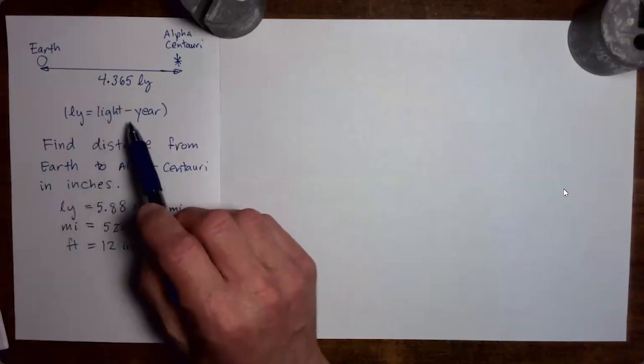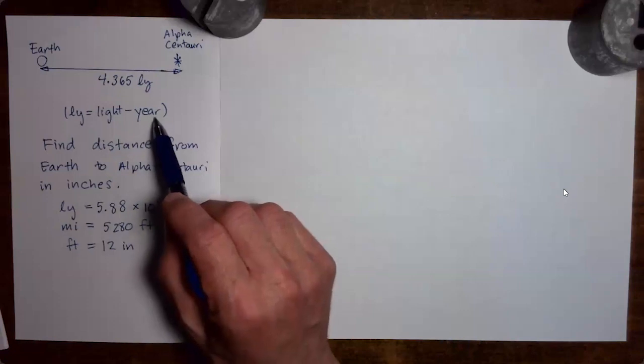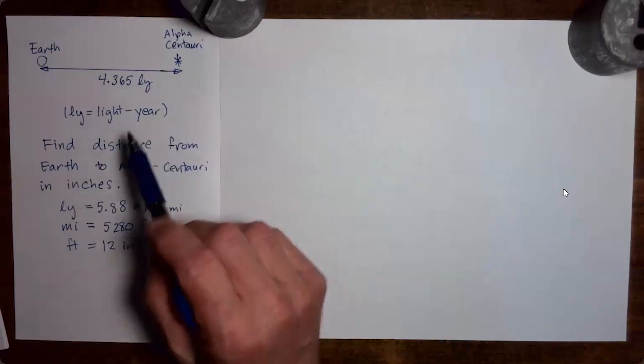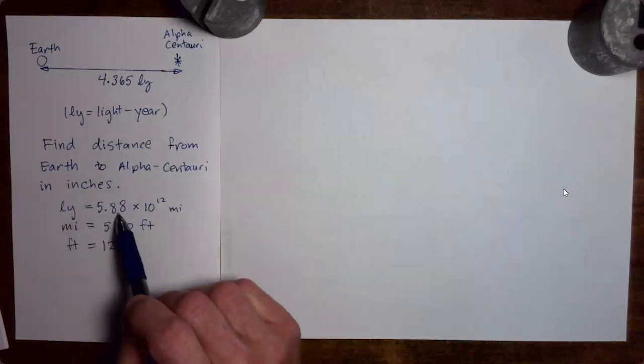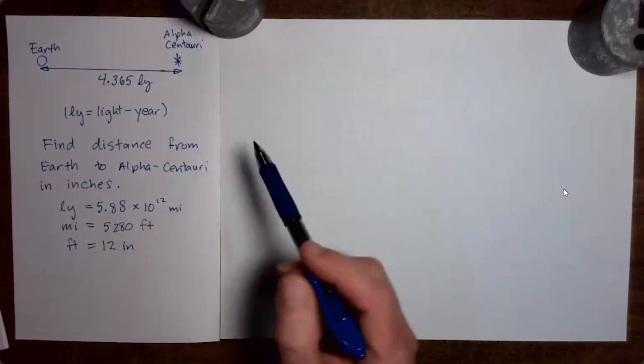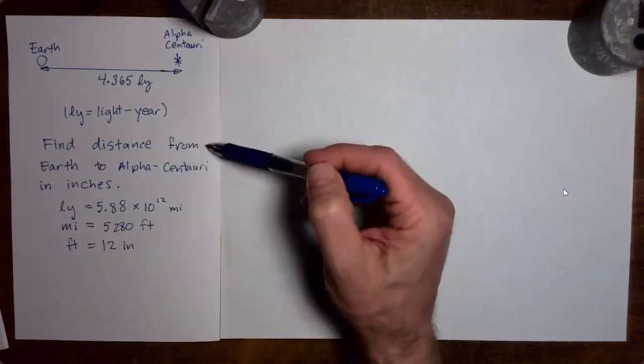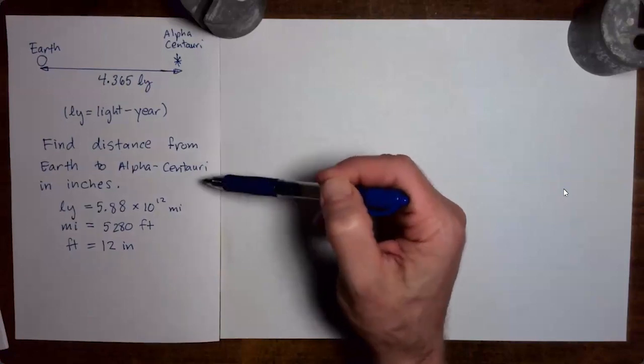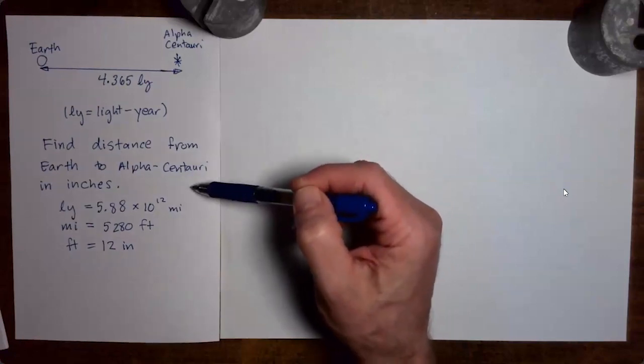A light year is the distance that light travels in 1 year. It is equal to 5.88 trillion miles. So now let's try to find the distance from Earth to Alpha Centauri measured in inches.